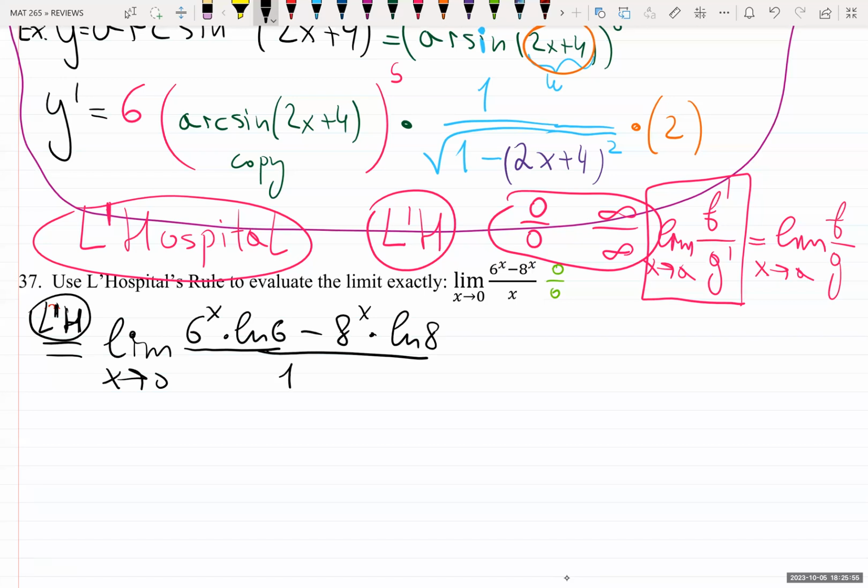Well, the moment you got 1, you win. Whatever the answer now is going to be, that's the answer. You don't have to be bothered by this anymore. 6 to the 0 is 1, 8 to the 0 is 1. It's ln 6 minus ln 8, which can be written as ln of 6 over 8, which is 3 over 4. Well, it doesn't matter. Just type it in and you're done. So those questions are good. Or one more example.